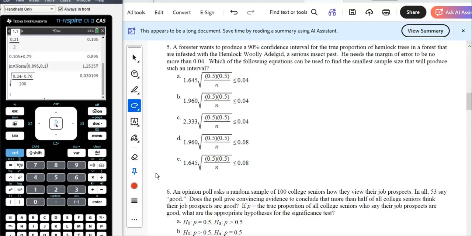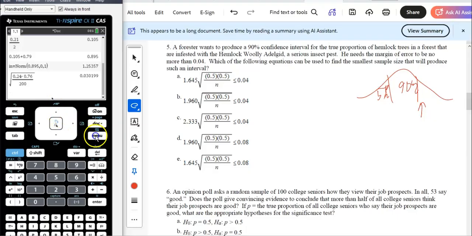A forester wants to produce a 90% confidence interval for the true proportion of hemlock trees in a forest that are infested with hemlock woolly adelgids, a serious insect pest. He needs the margin of error to be no more than 0.04. Which of the following equations can be used to find the smallest sample size that will produce such an interval? So first we've got to figure out the 90% confidence interval. So again, I just like to draw it. So 90%, so 5% must be over here. We want to find the critical value. So we're going to inverse norm that.